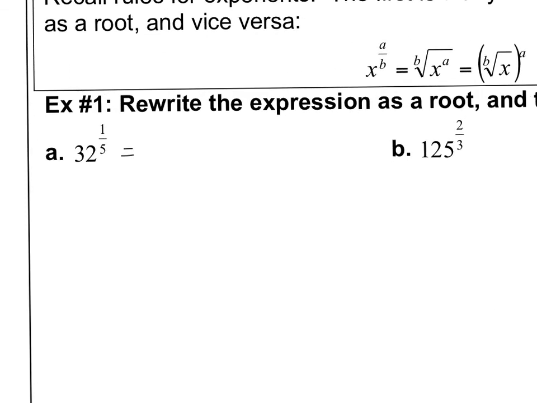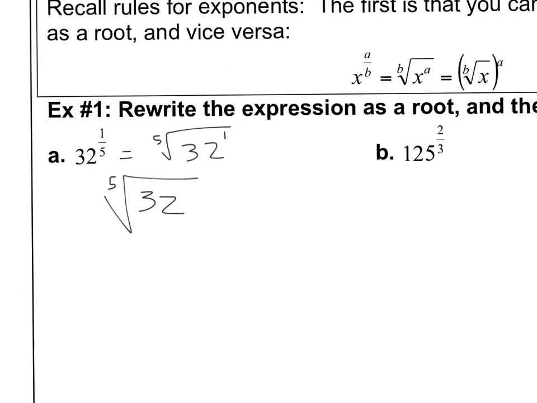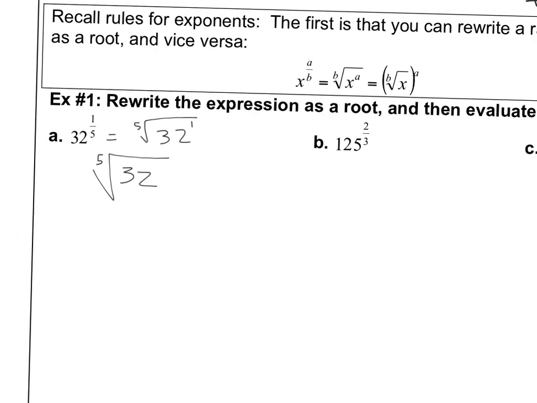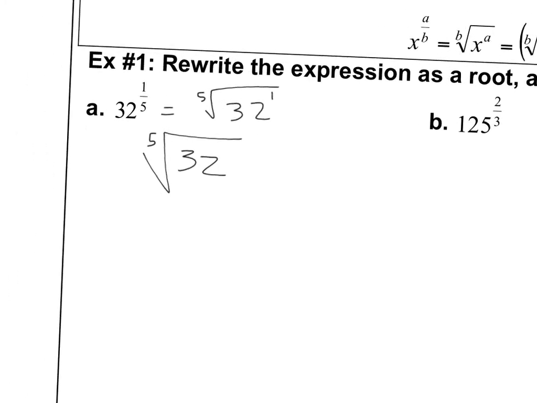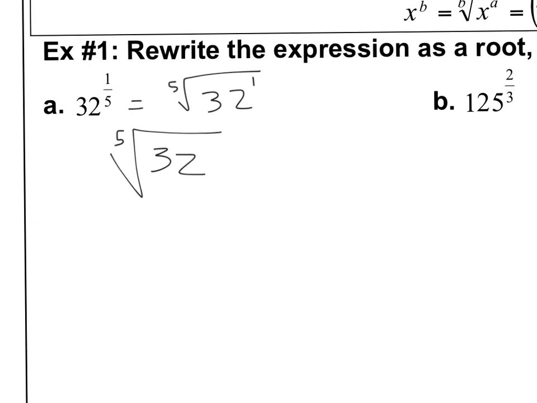So if I wanted to do this, I would put the 32 underneath the root symbol. The number on the bottom here is 5. And then I could put 32 to the 1, but whenever anything's to the first power, I don't have to write it. So really, this is just the 5th root of 32. And then it says we want to evaluate. We rewrote it as a root. Now we're going to evaluate. Well, what is the 5th root of 32?